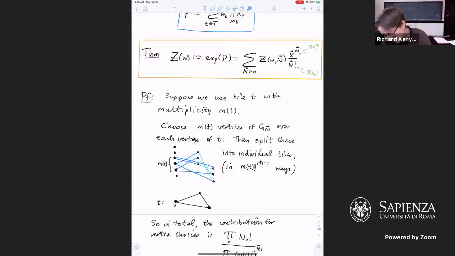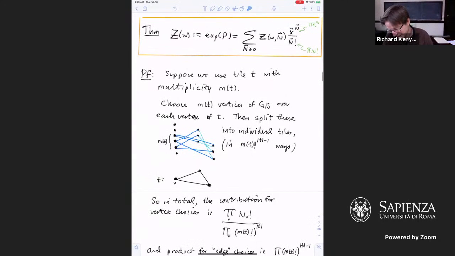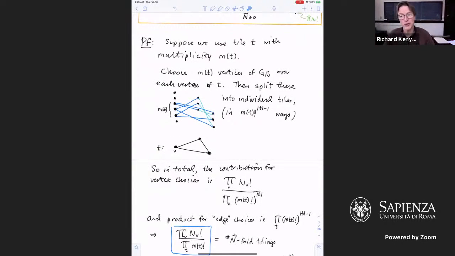So you choose the vertices over each vertex, and then you split these vertex choices into the individual tiles, and you could do that in a certain number of ways, right? Because if you have 3 things over here and 3 things over here, you have 3 factorial ways to identify them along an edge. So there's a certain number of factorial combinations along each edge of the graph. Well, along each edge of a spanning tree of the graph, if you like.